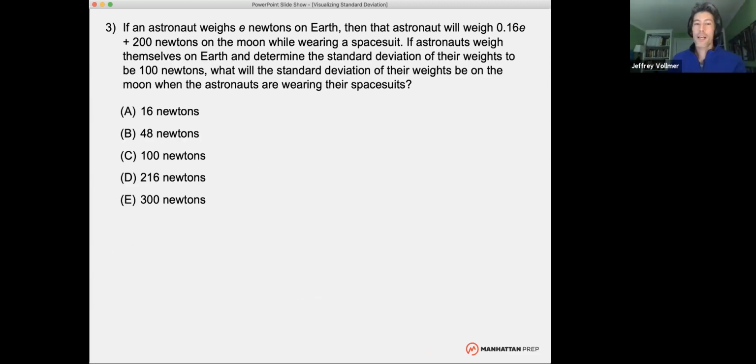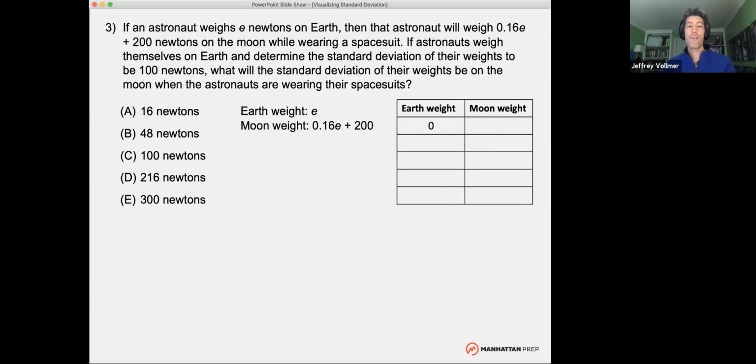So what is happening as we go from Earth weight to moon weight of these astronauts? We basically have a function transformation, right? The Earth weight we know is E for an astronaut. And when we put that astronaut on the moon in a spacesuit, this is what happens to their weight. You make it smaller and then you make it bigger. So it's basically a function question. Okay, so what does that really mean? Let's take a look at some of these transformations.